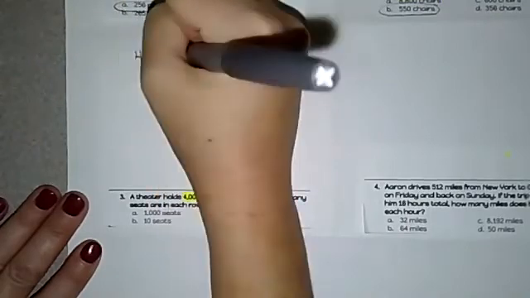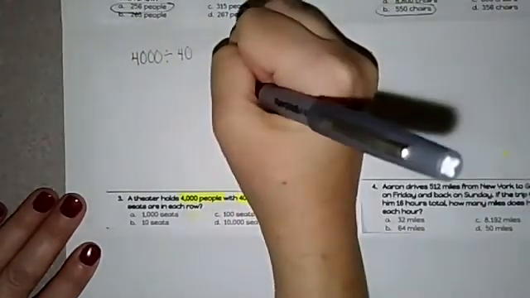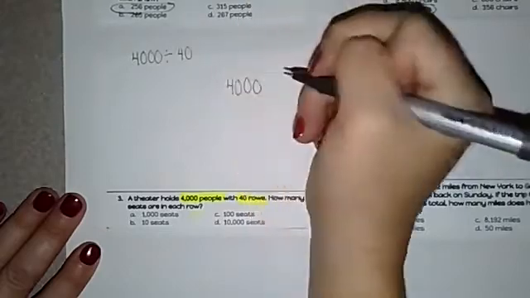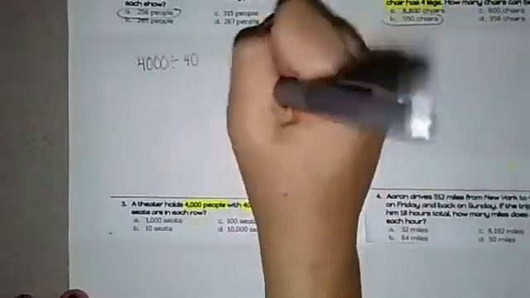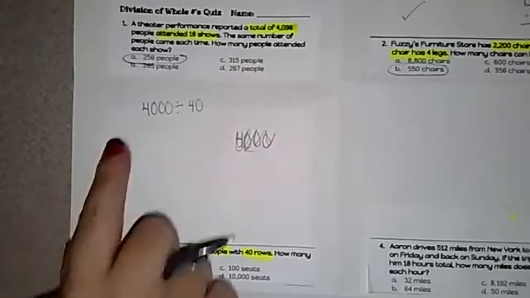Okay, so if you've got 4,000 seats, and you are dividing it between 40 rows. Here we go. 4,000 seats. And I'm going to just, you know what? Forget this. I'm going to teach you. We're not going to divide it out. I'm going to teach you a trick. Just mark off zeros. All right.